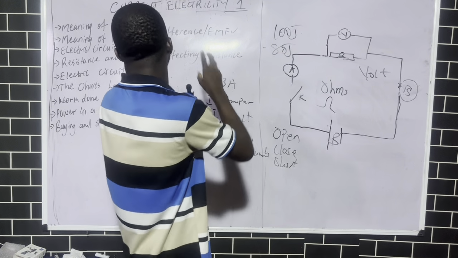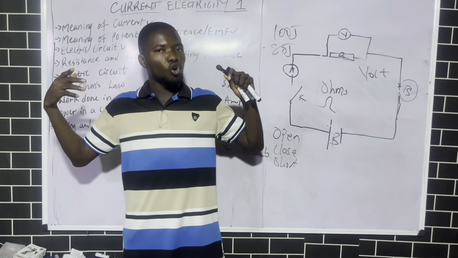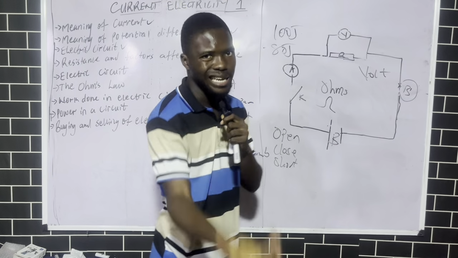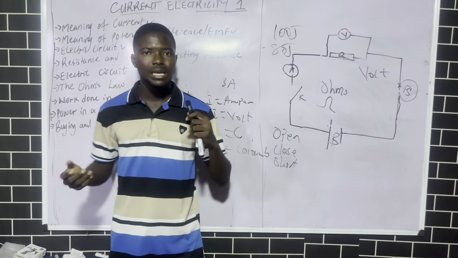So, factors affecting resistance. We have the length. The longer the length of the conductor, the higher the resistance. So resistance is directly proportional to the length. The longer the length, the higher the resistance.